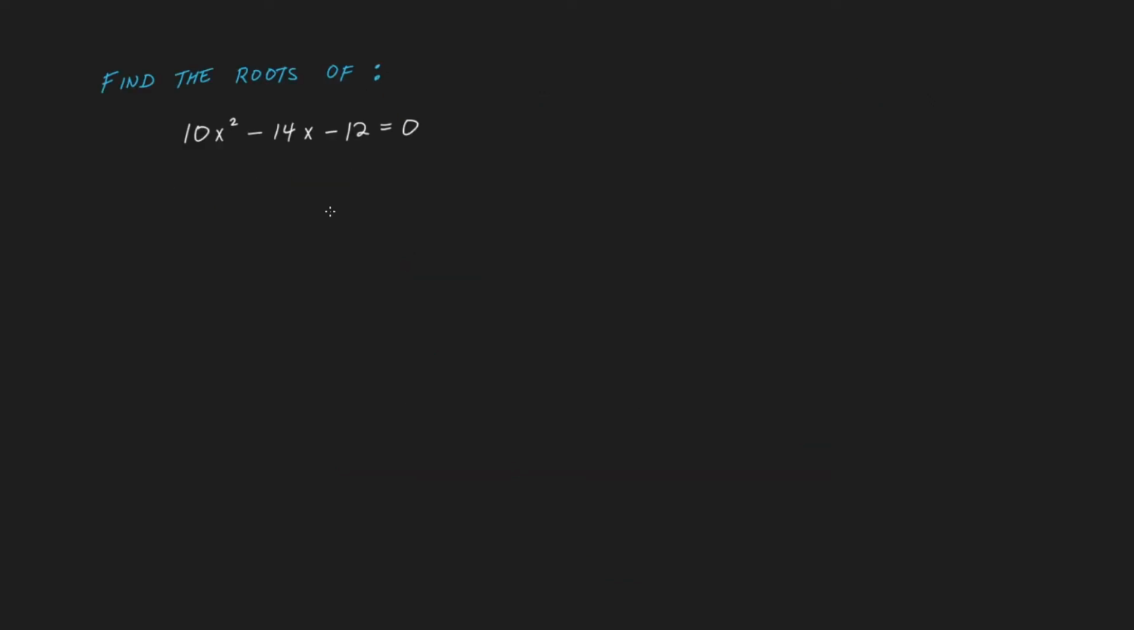Alright people, so before we end this video, let's do one example where we actually solve for the roots of a quadratic equation using the quadratic formula that we just derived. Here we have the quadratic 10x squared minus 14x minus 12. Let me first rewrite the quadratic formula: x is equal to minus b plus minus the square root of b squared minus 4ac, all over 2a.